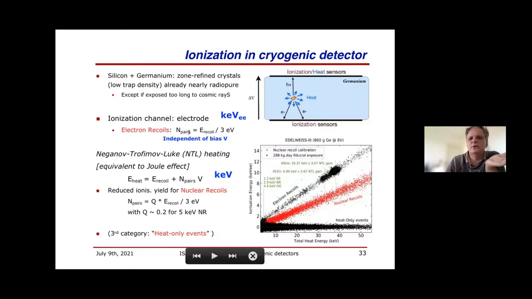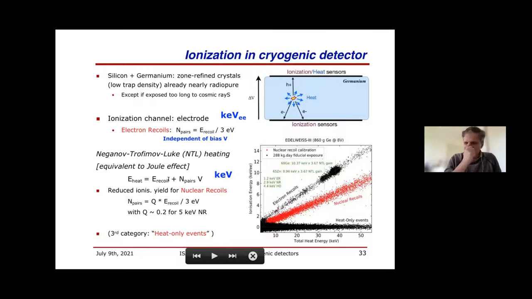And this will be your ionization. So if you calibrate your signal in keV using a gamma ray source, you will have a measurement of the number of pairs that will be expressed in keV equivalent electron. But basically, you're just measuring pairs. Now, for the heat, you say, okay, I will just measure the total energy. But the total energy here will be the energy of the recoil, the basic recoil that created the pairs.